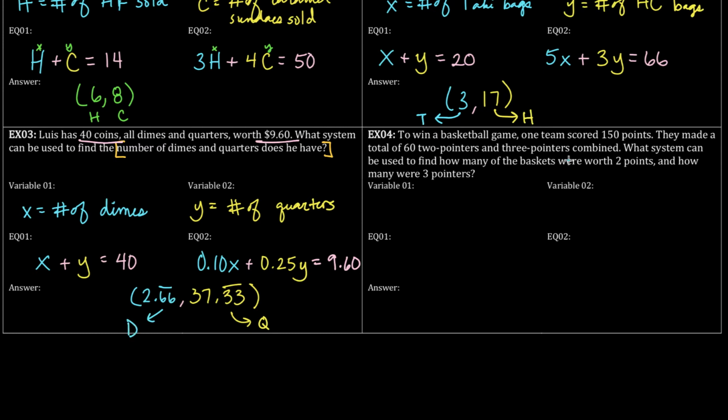All right, to win a basketball game, one team scored 150 points. That's a total. They made a total of 60 baskets, 2-pointers and 3-pointers combined. What system of equations can be used to find how many of the baskets were worth 2 points, and how many were worth 3 points?